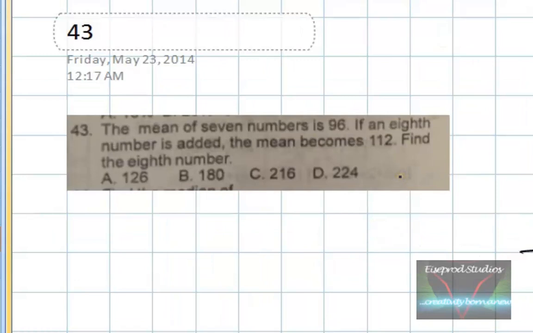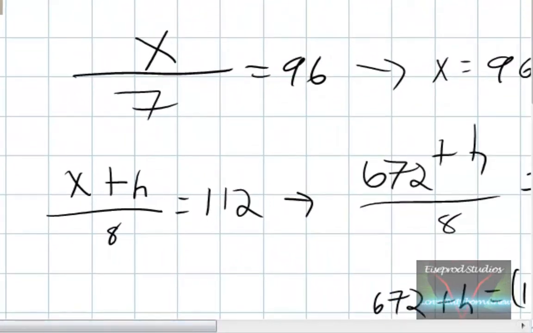Question 43 tells us that the mean of 7 numbers is 96. And if an eighth number is added, then the mean becomes 112. And it wants us to find that 8th number. So what we're going to start by doing is we're going to say that the sum of the 7 numbers that you have, we're just going to call it x.